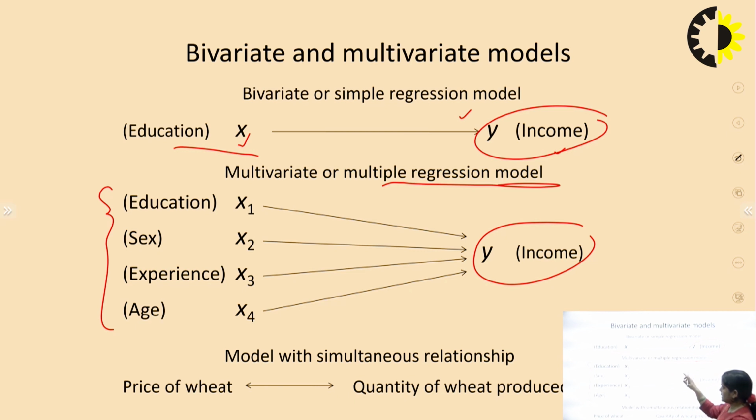Here we can easily see that this model has a simultaneous relationship. Sorry, in the third example, this is the first one, this is the second one, and this is the third one. In this, the model has a simultaneous relationship, meaning the price of wheat has an impact over the quantity of wheat produced, and in the reverse order, the quantity of wheat produced also has its effect over the price of wheat. So the simultaneous relationship model we can easily see in this example.